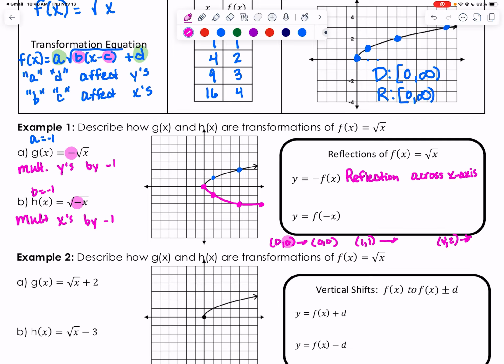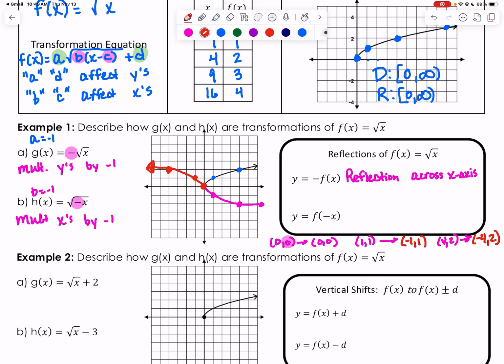All right, now let me grab a new color pen here. I'll use red. Okay, so 0, 0 would stay 0, 0. That doesn't change. Now, if I took 1 comma 1 and multiplied the x value by negative 1, I would get negative 1, 1. So negative 1, 1 would end up right here. And then if I took 4 comma 2 and multiplied the x by negative 1, that would give me negative 4 comma 2. Notice I didn't do anything to the y values. I just changed the x values. So negative 4, 2 would land right there. So this function is going to open to the left.